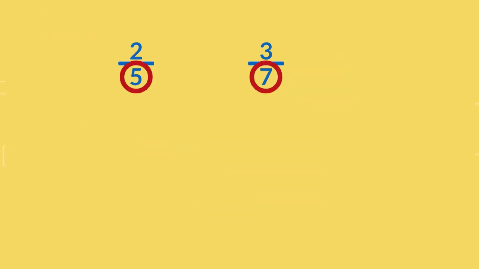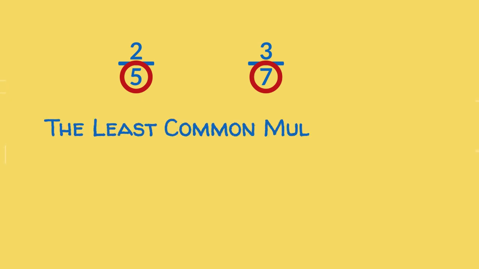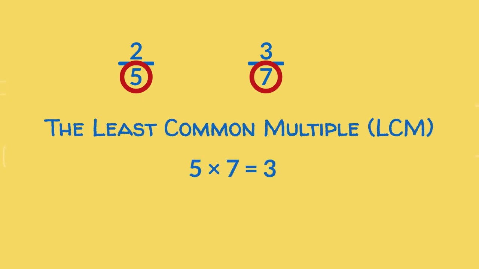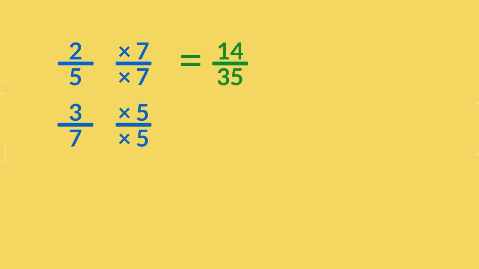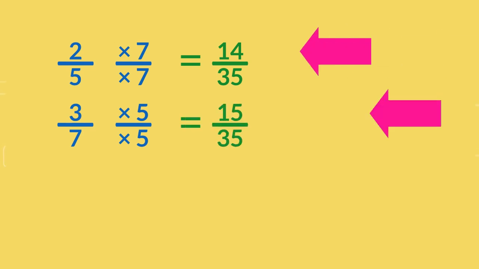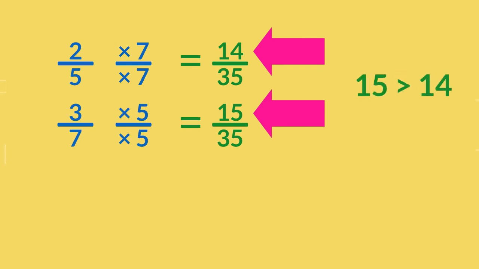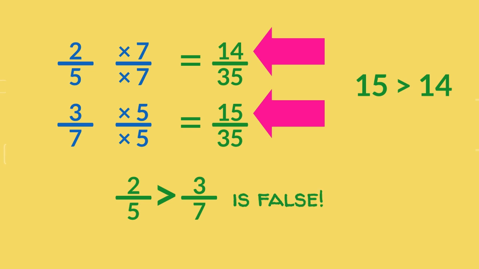Let's find a common denominator. The least common multiple of 5 and 7 is 35. To convert the 2/5, multiply by the fraction 7/7, giving us an equivalent fraction 14/35. To convert 3/7, multiply by 5/5. We get the equivalent fraction 15/35. Now compare the numerators. 15 is greater than 14, so the statement 2/5 is greater than 3/7 is false.